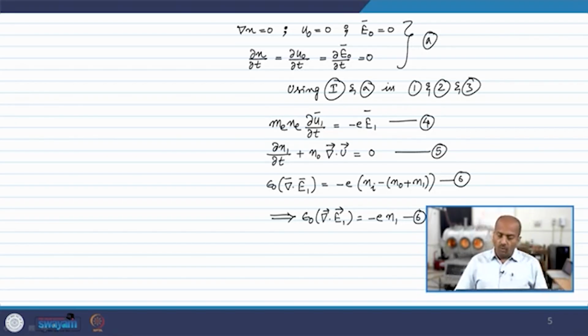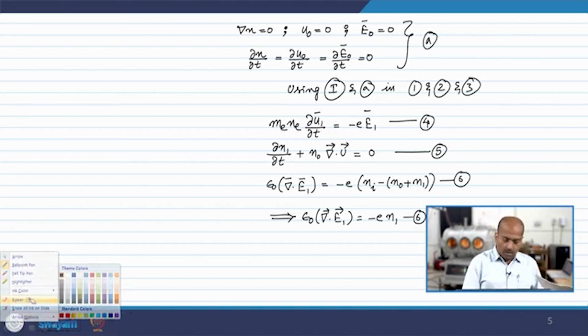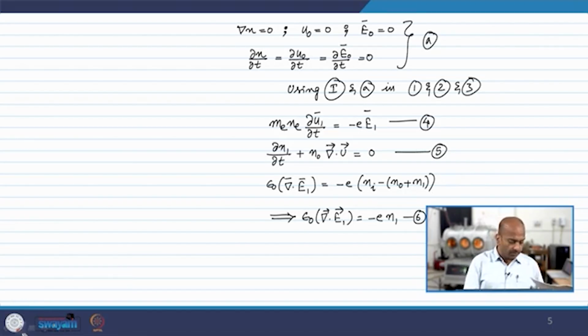So, you see these equations 4, 5 and 6. Now, these perturbed quantities: we have E1 here, we have N1 here, and we have U1 here. So, all the perturbations are still existing in the respective equations. Now, how these variables are changing with respect to time is actually a question.